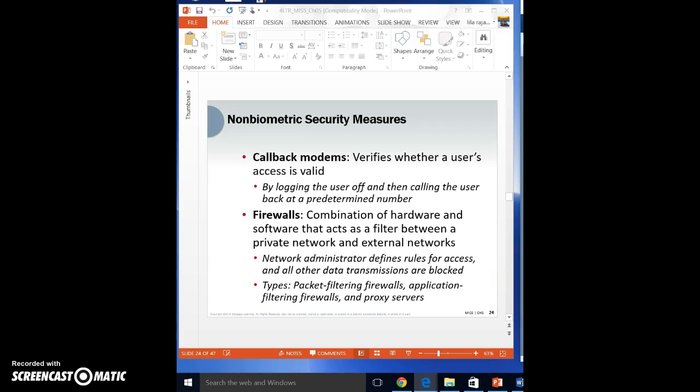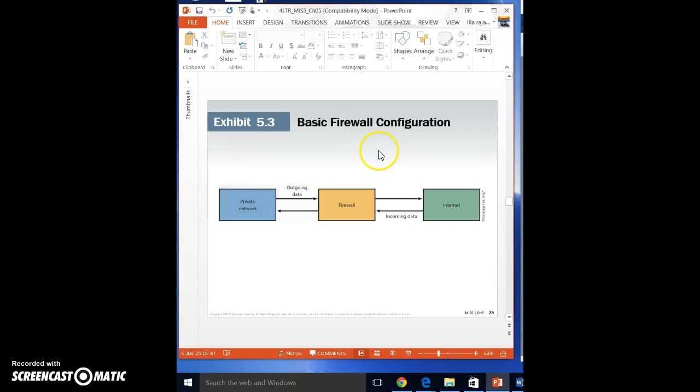A firewall is a combination of hardware and software that can act as a filter or barrier between a private network and external computers or networks. This also includes the internet. Of course, network administrators have to define rules for access and block all other data transmission. We have three main types of firewall. One of them is packet filtering firewall, the other one is application filtering firewall, and the last one is proxy servers. In this diagram, we can see the basic firewall configuration.